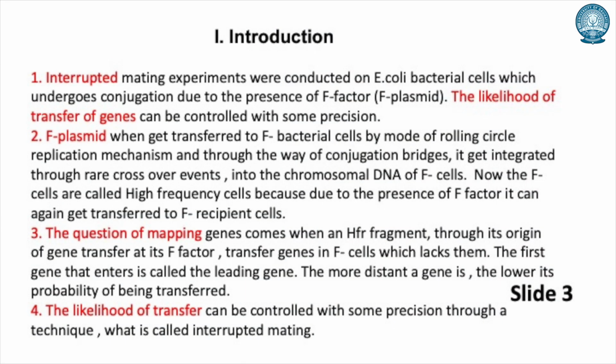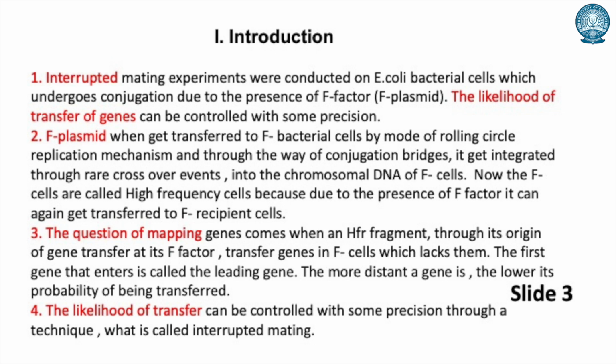If you have gone through my previous slides which I delivered to you, you now have a brief knowledge of what is F plasmid, what is conjugation, and what are high frequency recombination bacterial cells. So briefly I am summarizing the points from those slides. Point 1: interrupted mating experiments were conducted on E. coli bacterial cells, which undergo conjugation due to the presence of F factor. The likelihood of transfer of genes can be controlled with some precision through the interrupted mating experiments.